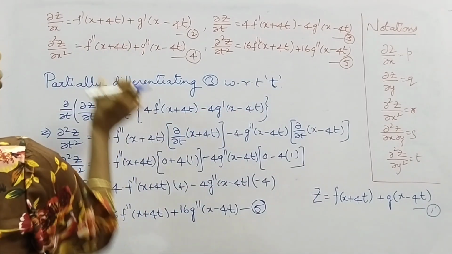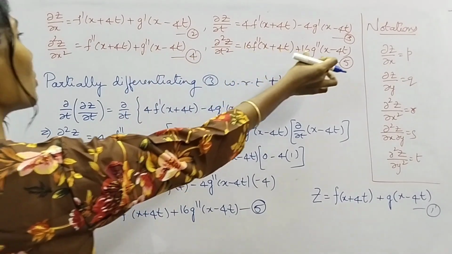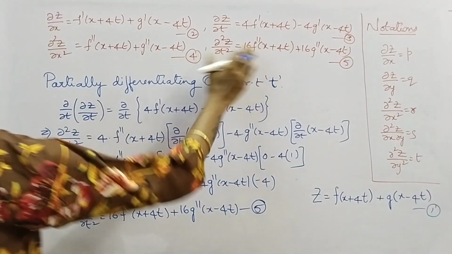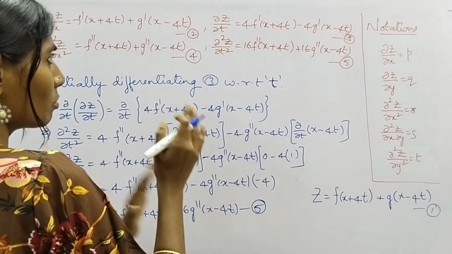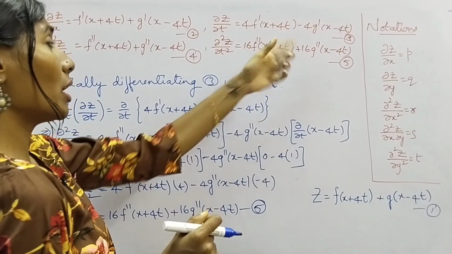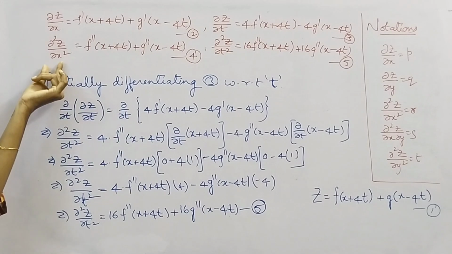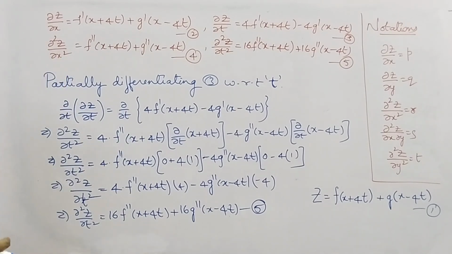Because here we have f double dash plus g double dash, and here also we have some constant into f double dash plus some constant into g double dash. By looking at these two equations, we just have to imagine that if we take 16 common, you can get 16 times f double dash plus g double dash, which can be replaced by this equation, right? I mean this value. You have to just observe the equations and finally decide how you'll get the partial differential equation. Okay, fine. Now let's see.